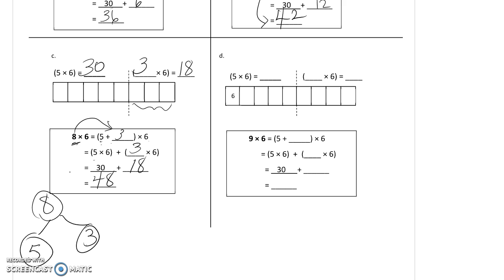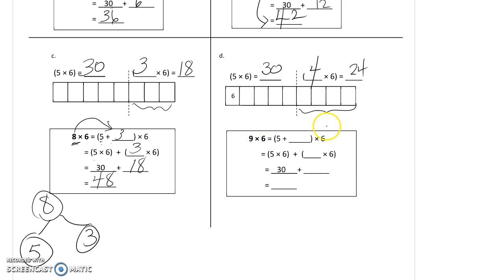All right, so letter D is our last one on this side. They all have 6 in here. We have 5 sections over here, so that's 30. How many sections do we have over here? 1, 2, 3, 4. So our 4 groups, 6 in each group, gives us 24.